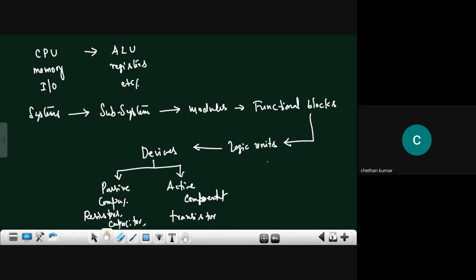Have you understood? So here devices means capacitors, resistors, inductors, etc. Transistors, active devices. Logic unit means what? Gates. What are these gates? Functional gates. You call them basic gates, correct? You call what? Universal gates. You call it as what? Application gates. All these we call functional gates.